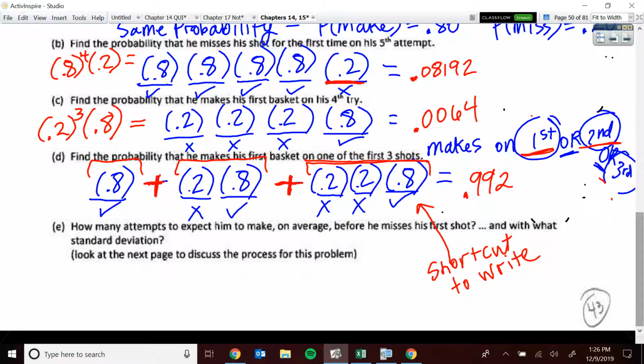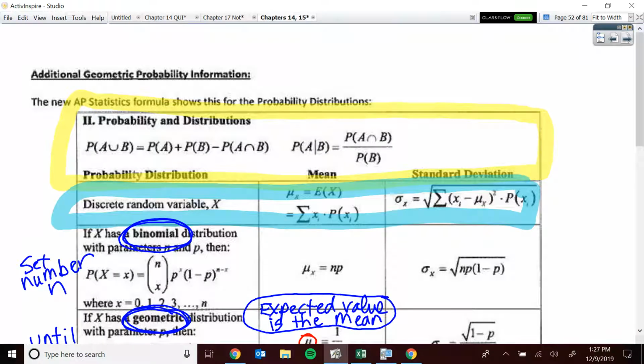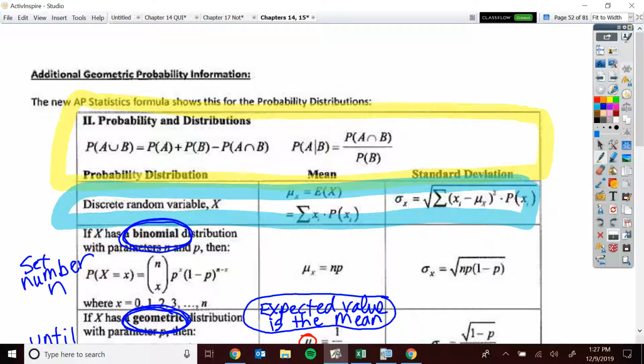Now, this last one says, how many attempts do you expect him to make on average before he misses his first shot? And with what standard deviation? Okay, well, anytime it's asking for this situation and with what standard deviation, it's a formula. And so we're going to take a look at the top of the next page here, and we're going to talk about all of this here. So let's do that.